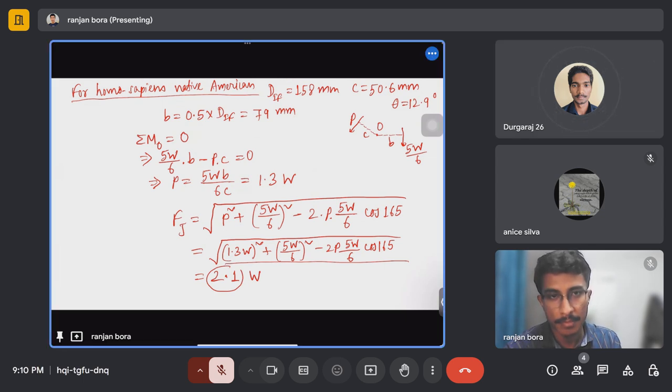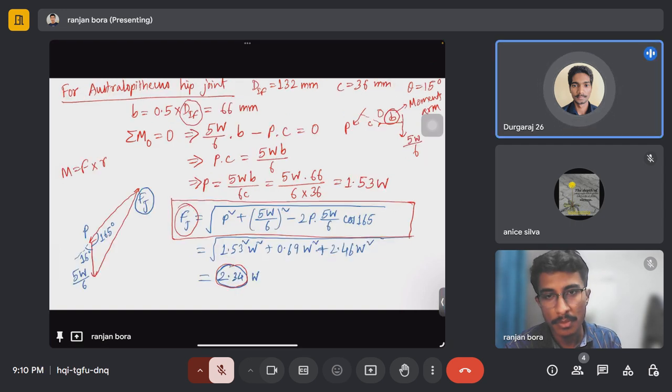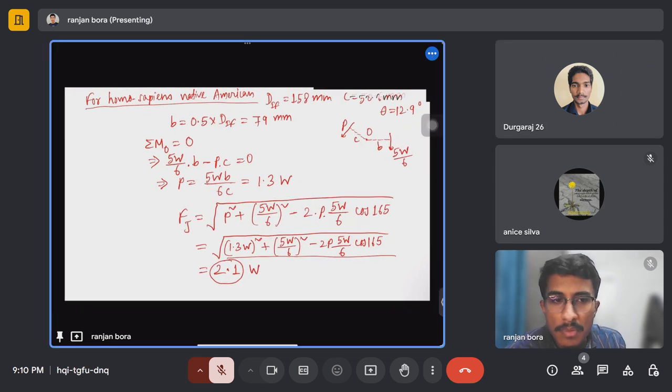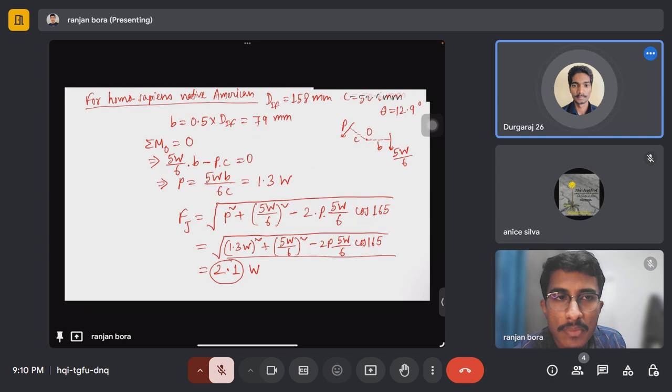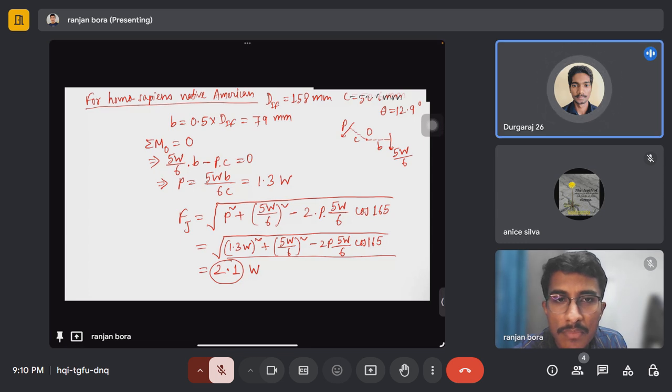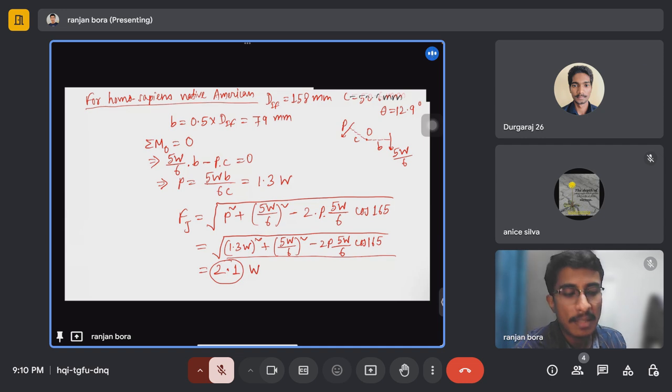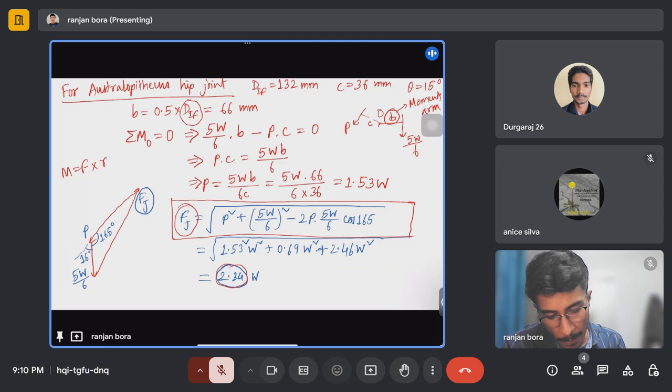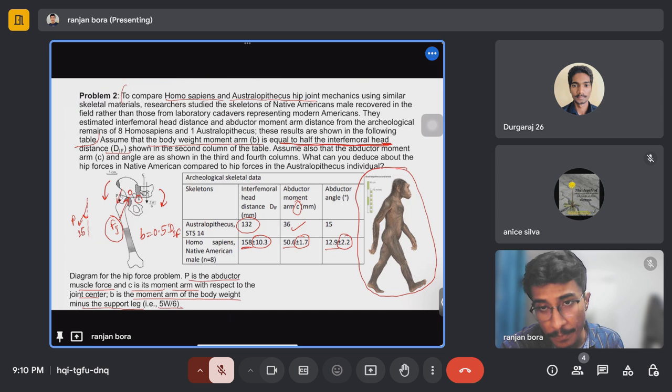Sir, I just had a doubt. In this step, why did we consider 5 by 6 into W? I think they have mentioned here: body weight minus the support leg. So they have subtracted the weight of this leg which is supported. If the person is supporting on this leg, they have subtracted the weight of this leg from W.